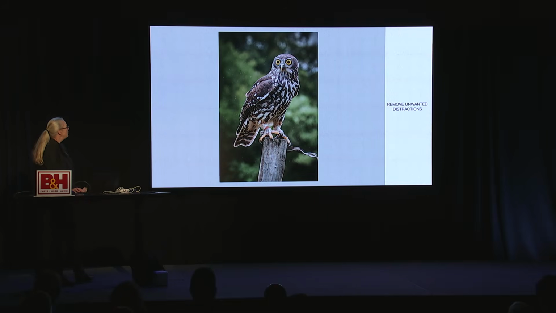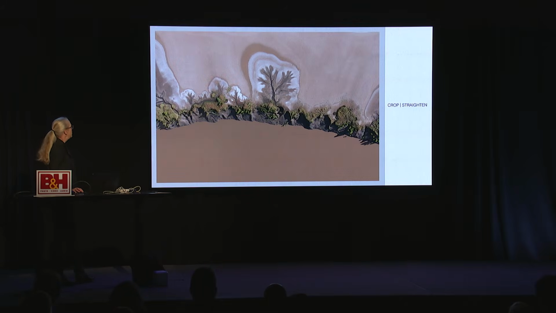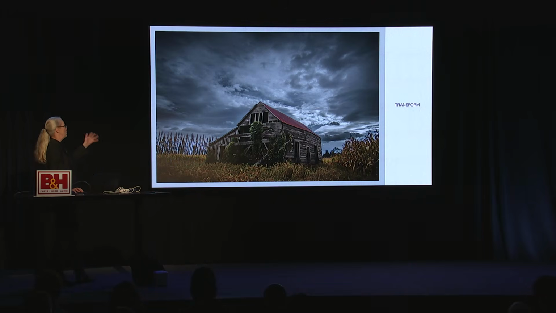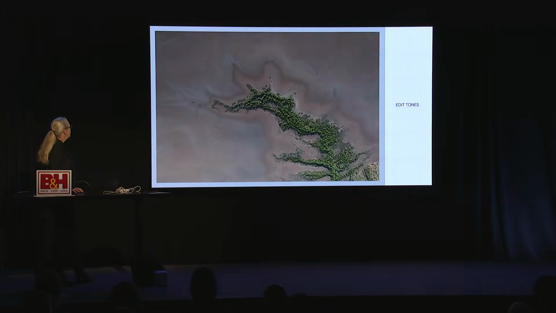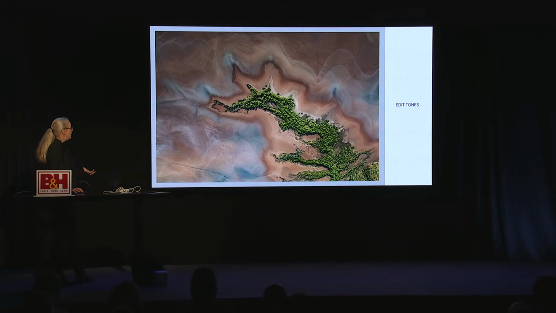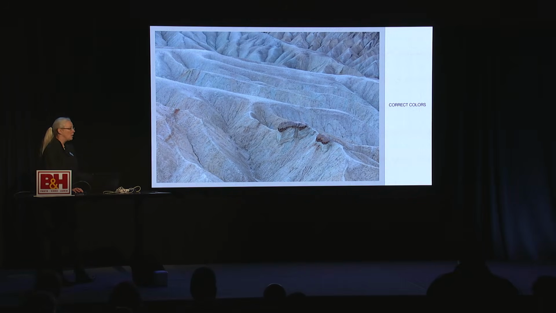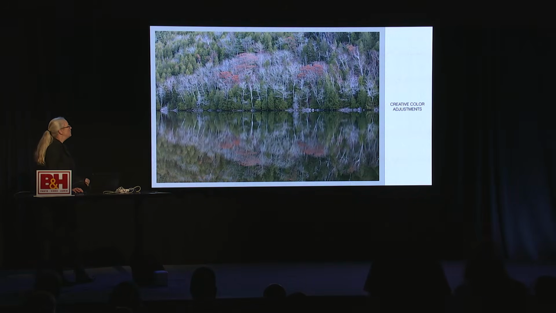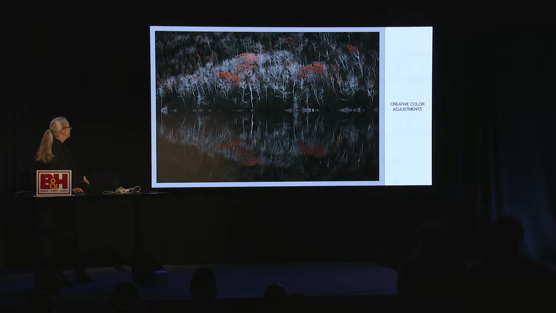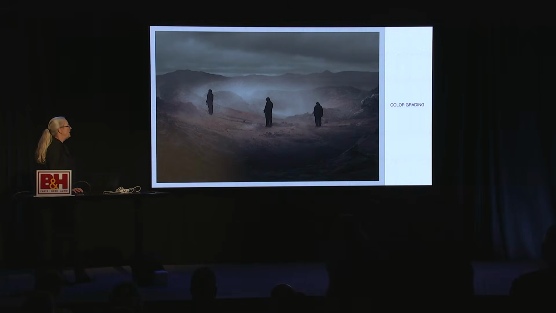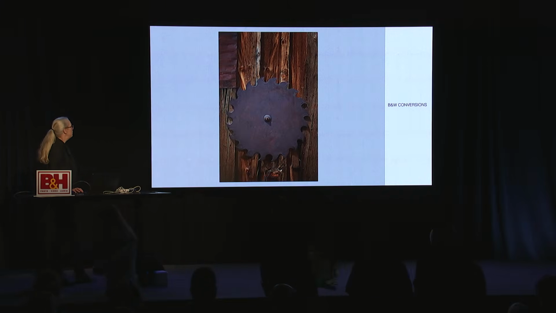All right, so other distractions, right? There they go. We can crop, we can straighten our images, we can transform them. So with wide angles, we can go ahead and straighten those trees. We can edit the tonality of our images and bring out with color. We can add contrast to our images. All of these things, we can correct our colors, right? Or we can do creative color adjustments like this. Just depends on what you want to do. You can even do color grading. So this is all in Lightroom or Lightroom Classic, whichever one you prefer to use.